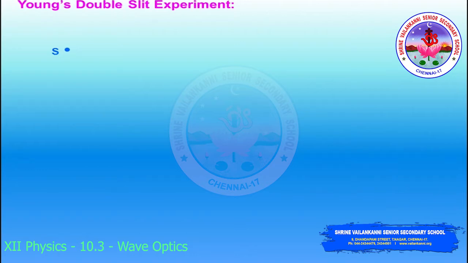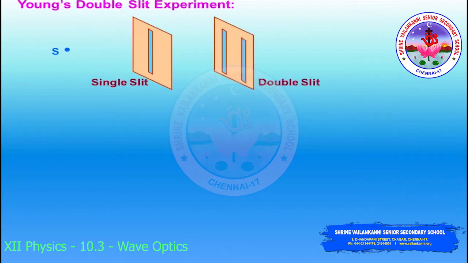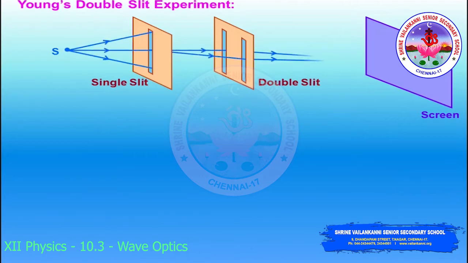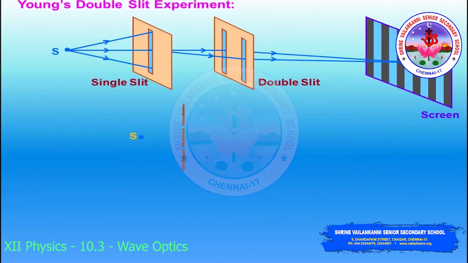Now this is the monochromatic light of wavelength lambda, and S1 and S2 are the slits, a single slit and the double slits, with the coherent source, separated at a distance. Now the interference fringes are obtained on the screen placed at distance capital D. We can see this through the diagram.